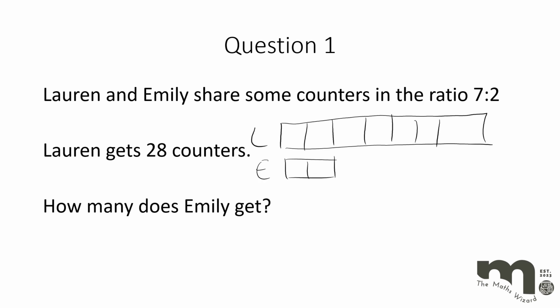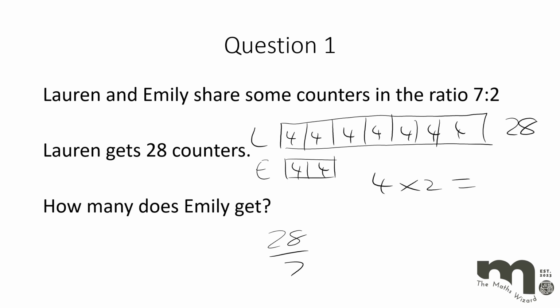Now this time, instead of being told the total, we're told that Lauren's 7 parts are worth 28. So that 28 has got to be divided by 7. So instead of dividing by the total numbers in the ratio, you're dividing by the part of the ratio it's referring to. So 28 divided by 7 is 4. So each part in the ratio is worth 4. So Emily has 2 parts in the ratio, and 4 times 2 will give you 8. So she will have 8 of the counters there.